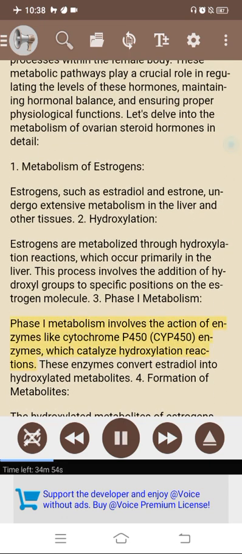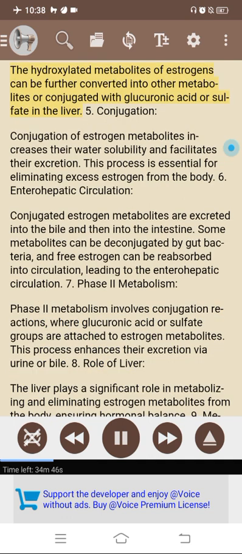Phase 1 metabolism involves the action of enzymes like cytochrome P450, CYP450 enzymes, which catalyze hydroxylation reactions. These enzymes convert estradiol into hydroxylated metabolites. 4. Formation of metabolites. The hydroxylated metabolites of estrogens can be further converted into other metabolites or conjugated with glucuronic acid or sulfate in the liver.